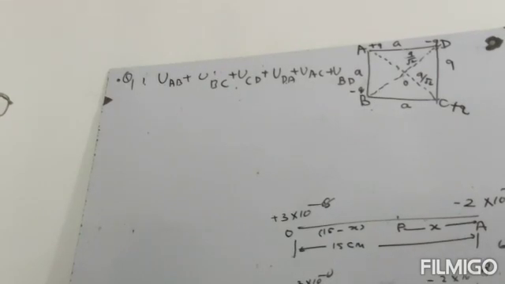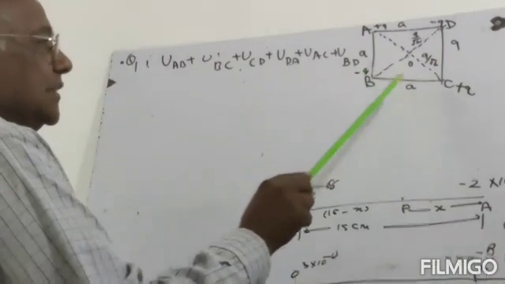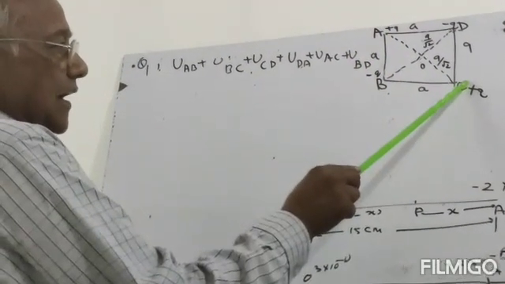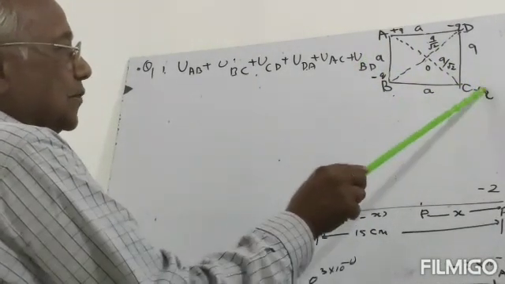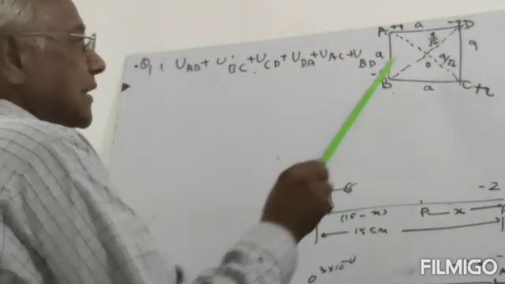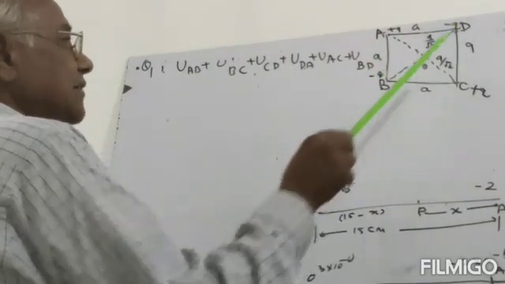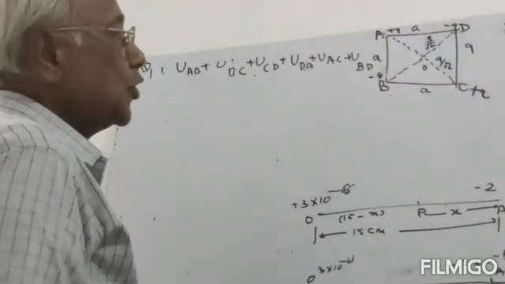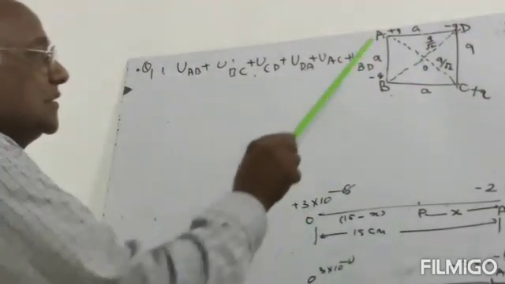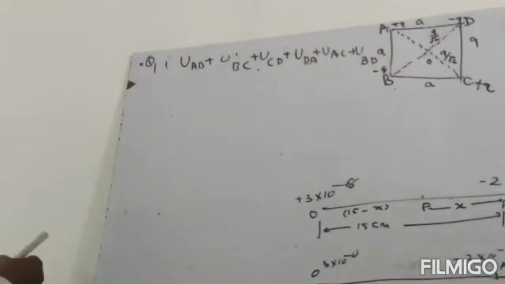We will take a numerical example. In this example, there is a square whose side length is a. Two positive charges q and q are placed at A and C, whereas at B and D a minus q charge is placed. The side is a. Now we have to find the total potential energy of this system. It means in this system we have 4 charges, so the number of terms will be equal to 4C2.